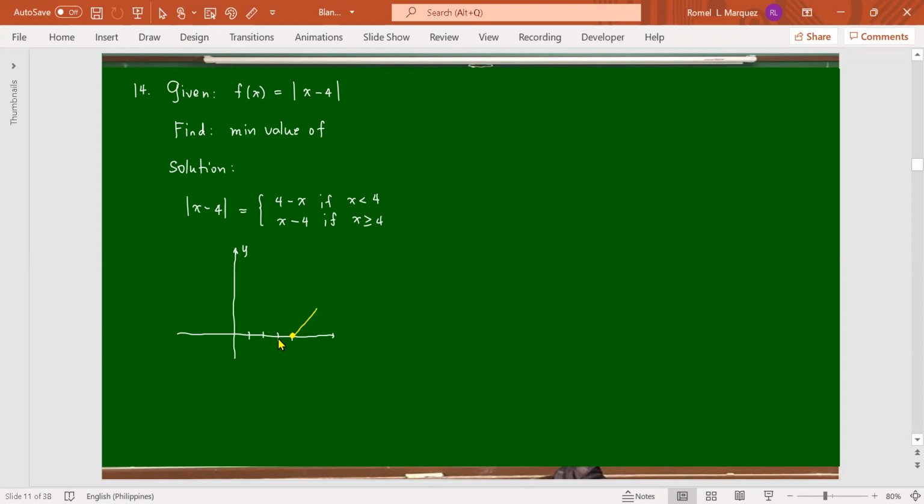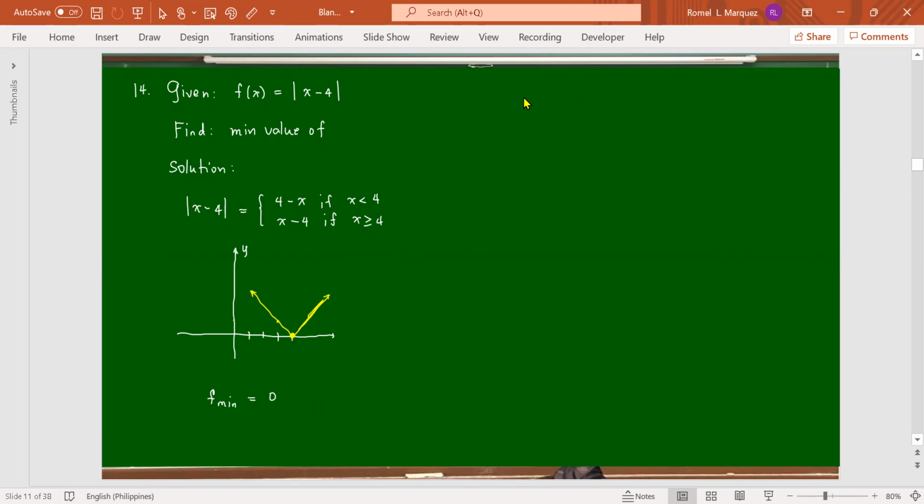When x is 3, 4 minus 3 is 1. When x is 3, 1 here. So the graph looks like this. So obviously, f min is equal to 0.